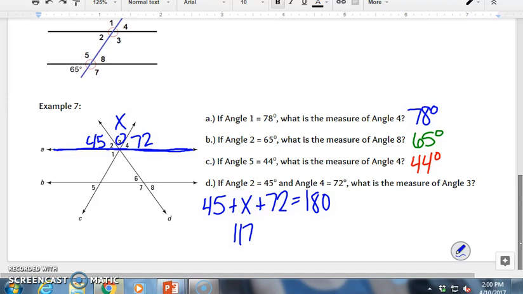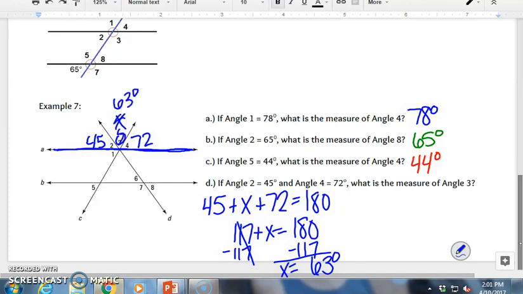So I combine my like terms. I subtract the 117. So angle 3, or X, is going to equal 63 degrees. So if I add these 3 up, 63 plus 45 plus 72, I should get 180. And I do. Okay? So you have to look at all of the different examples separately on example 7. They're all different situations.